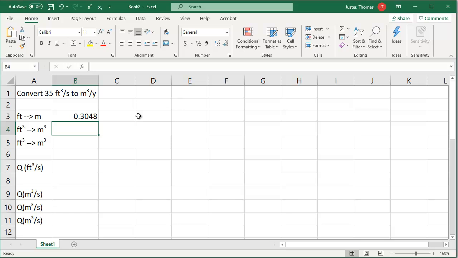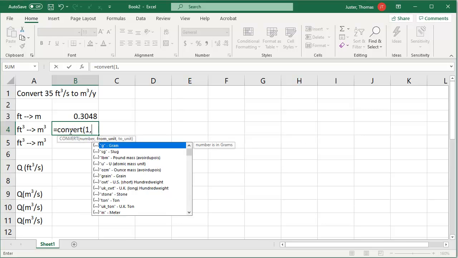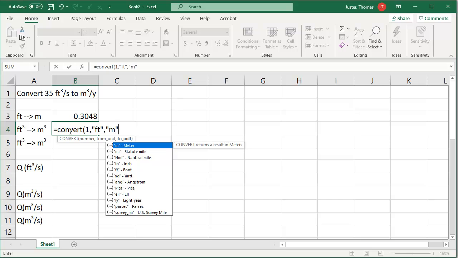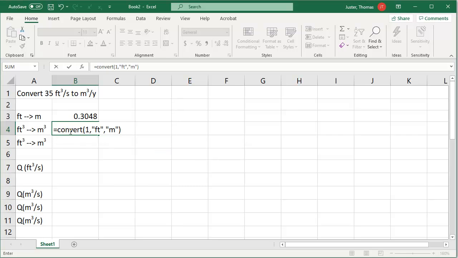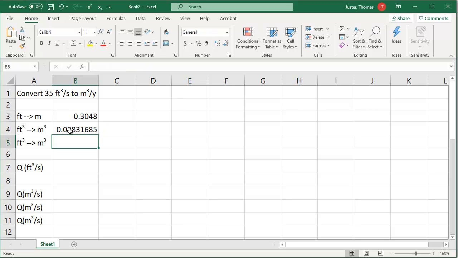Now, very commonly, like we have in our problem, we want to convert cubic feet to cubic meters. There are 2 ways that you can do this. The first one is again a generic conversion from cubic feet to cubic meters. The first way is to use the convert function just exactly as I did before. So equals convert 1 foot to meter. And then I'm going to take this entire function and cube it. I'm going to raise it to the 3rd power. There it is. That is the conversion of 1 cubic foot to 1 cubic meter.